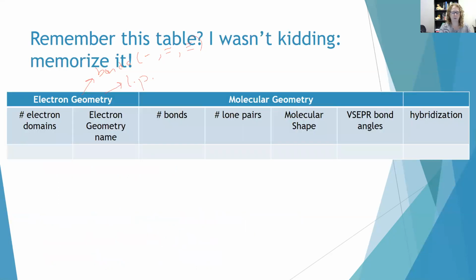So remember this table that I suggested you make in the last video about VSEPR? Still not kidding. Pause the video, get out that table, and you're going to add more lines to it. If you haven't made that table, pause the video, make this table, go back and watch the old video, please, and write it out, and then add this stuff to it. Just like last time, hybridization is a topic for another day. You'll fill in this table with information you get in other videos.